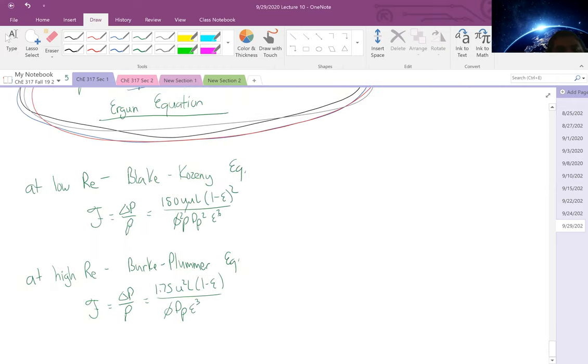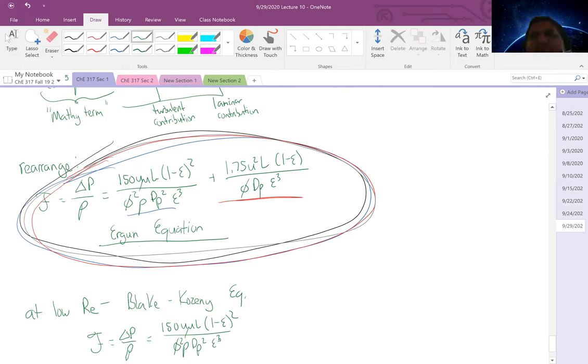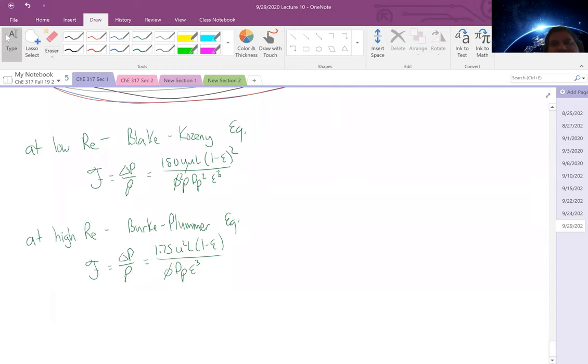And so, considering both laminar and turbulent flow, you can use the full Ergun equation. If you're at sufficiently low or sufficiently high Reynolds number, you can approximate it using either the Blake-Kozeny or the Burke-Plummer equation, depending on which flow regime and Reynolds number you have.